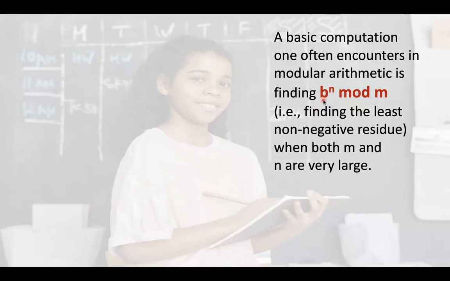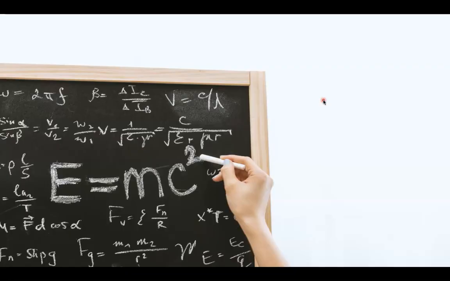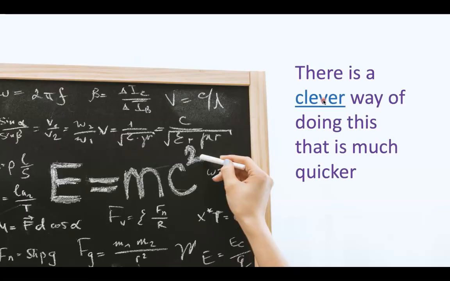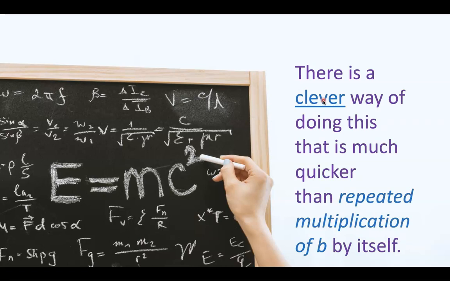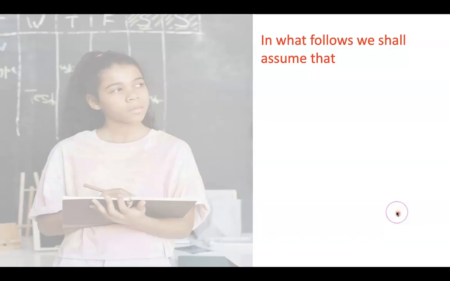The direct method is to find b raised to n using repeated multiplication, where at first we calculate b square and then we multiply b square by b to obtain b cube, then we multiply b cube by b and so on until we obtain b raised to n. But this is a very tedious process. There is a quicker process which is better than the repeated multiplication of b by itself. We are going to describe an algorithm for doing that.